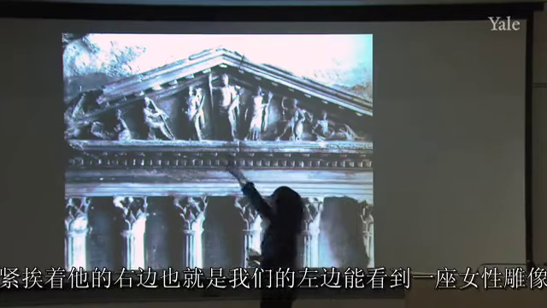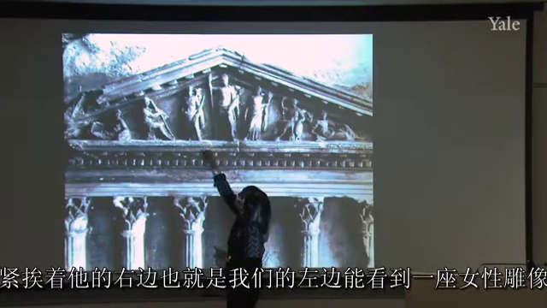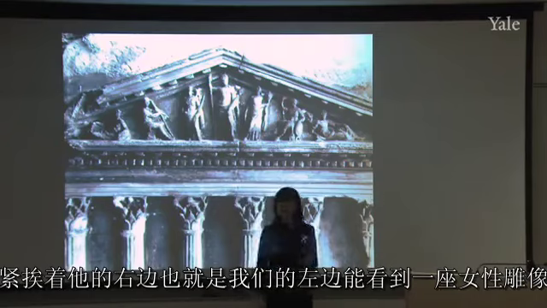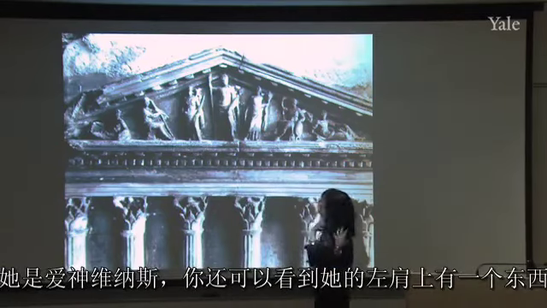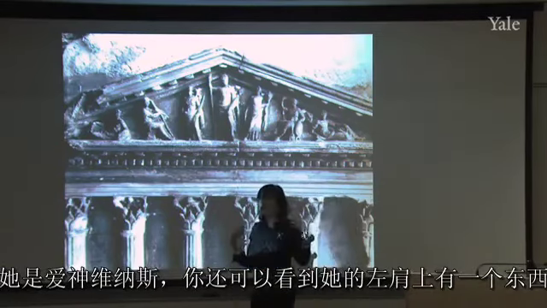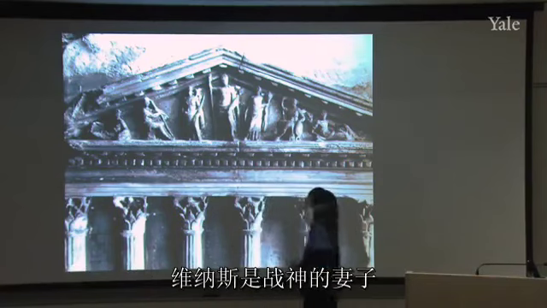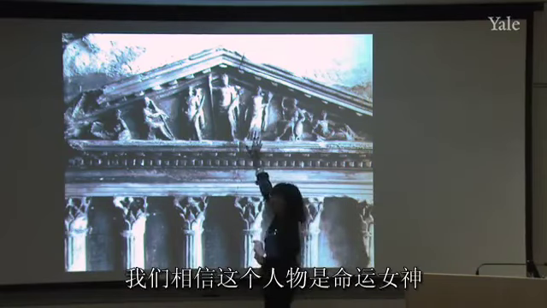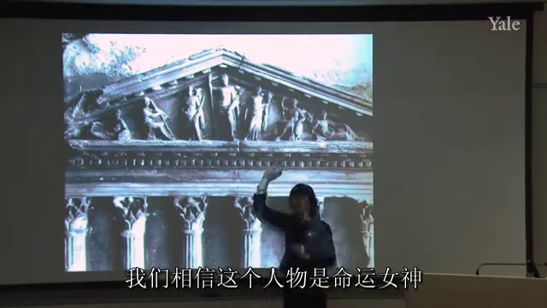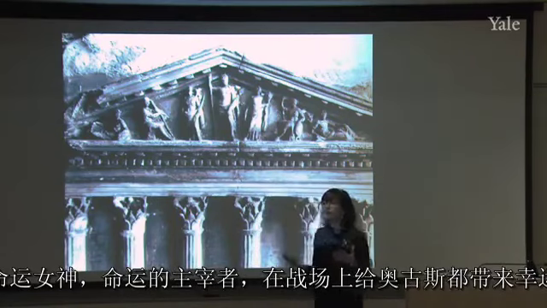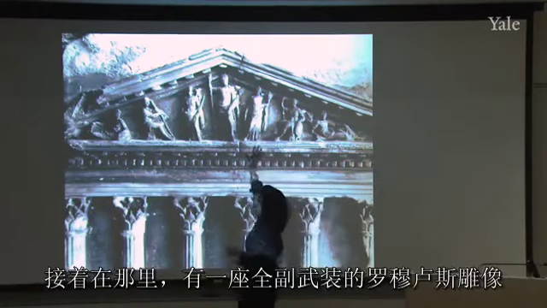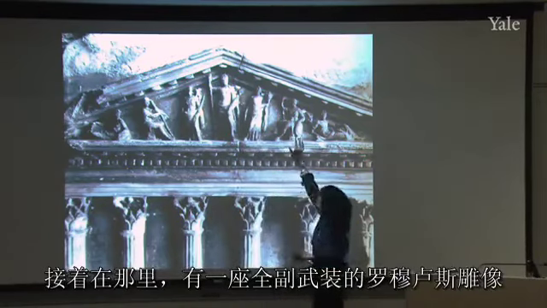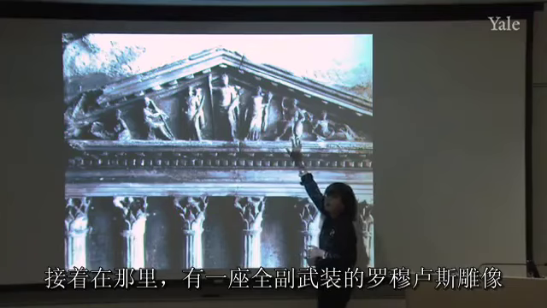Next to him, to his left, to his right, to our left, we see a figure of a woman. This is Venus, and Venus, as you can see, has something on her left shoulder. It is a Cupid. So Venus with Cupid. Venus, the consort of Mars. And then over here, a personification that we believe depicts Fortuna. Fortuna, the goddess of fortune, who brought fortune to Augustus in his battle. And then over here, a seated figure of Roma with her arms and armor.